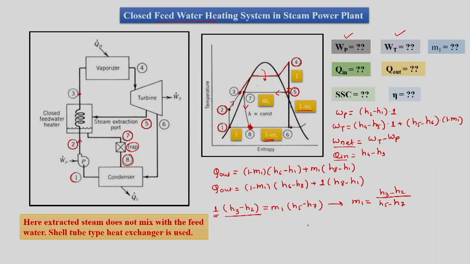So this is how we can calculate different quantities, which are performance parameters or the thermodynamic quantities of different corners of the cycles, using these basic equations which are related with energy conservation and mass conservation for a closed feed water heater in a steam power plant.